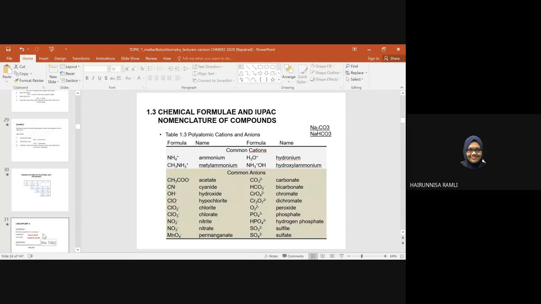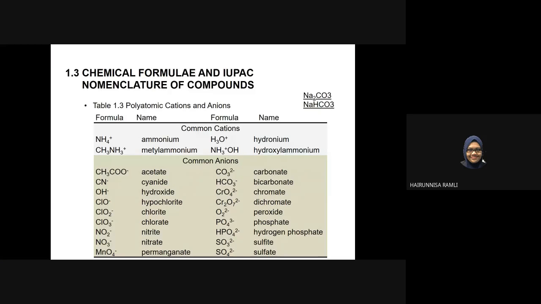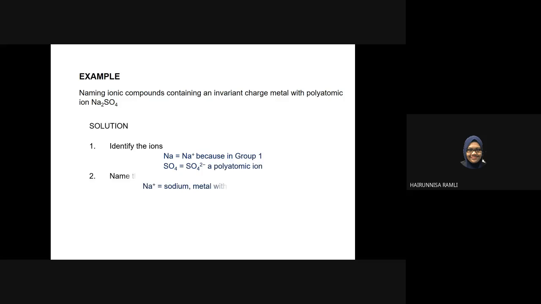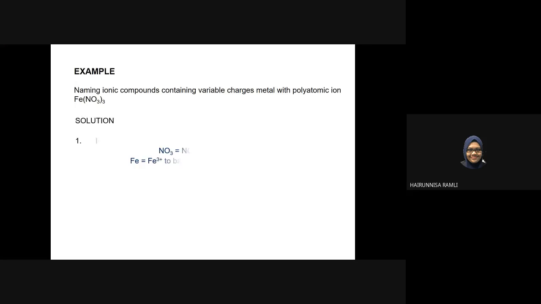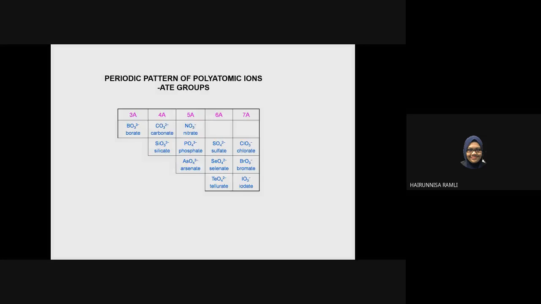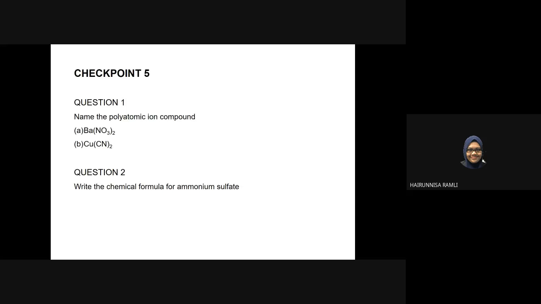Okay. So next, kita tengok checkpoint. Okay, so yang ni tadi. So, example. Okay. So name the polyatomic ion compound for checkpoint 5, number 1. A tu apa nama dia? Barium nitrate. Barium nitrate or barium 2 nitrate?